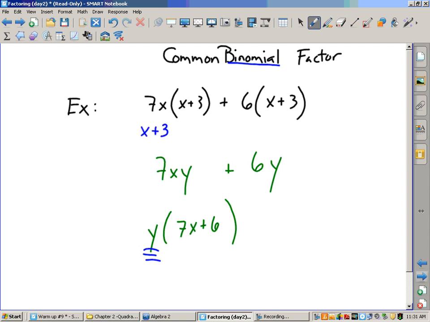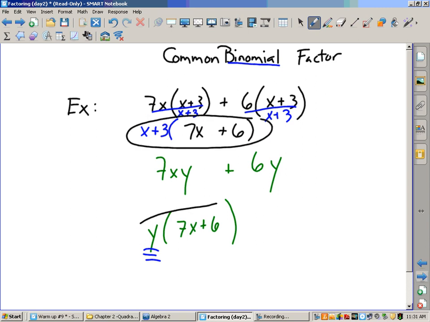x plus 3. When I factor out an x plus 3 out of this, what am I left with? 7x plus. Okay, I'm left with 7x for this first one. And I factor out an x plus 3 out of this. And what am I left with my second one? 6. Do you guys see how these 2 things are here the same?